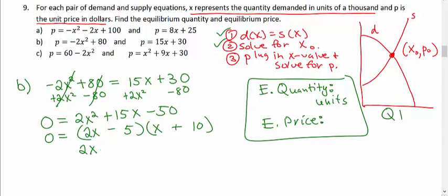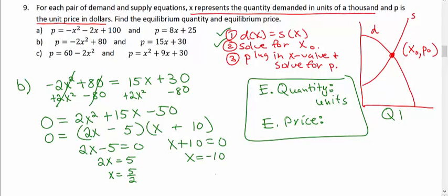And then once we've factored, we're going to set each one of those factors equal to 0, and then solve for x. One of them, pretty simple, x is negative 10. And this one, we're going to add 5 to both sides and then divide by 2. So we get x equals 5 divided by 2, which is also the same thing as 2.5.